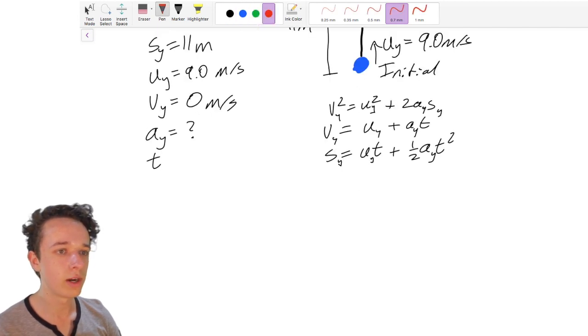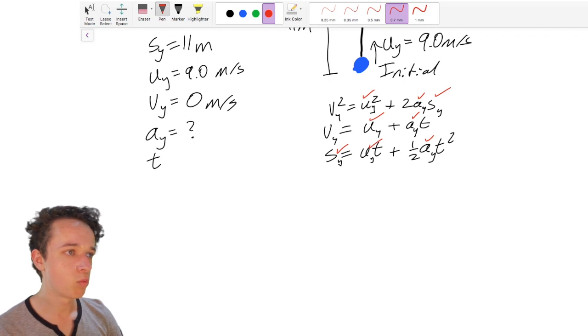So we're trying to find AY. This one has AY, this one has AY, this one has AY. They all have an AY. So that's good. We have an SY. So this one has SY and this one has SY. We have a UY. This one has UY, this one has UY, this one has UY. We've got a VY. This one has VY, this one has VY. The last one does not have VY. It's not looking good for the last one.